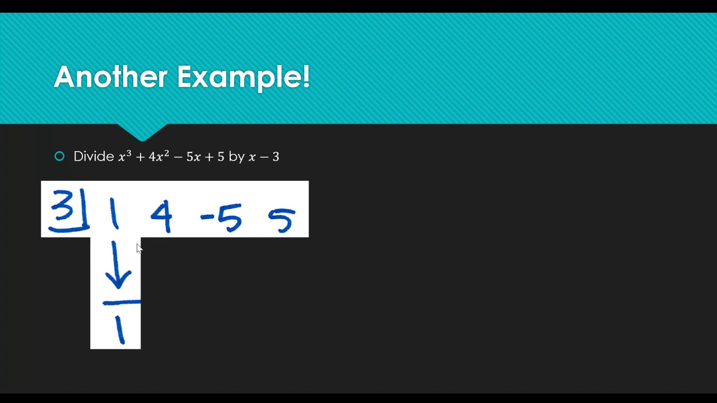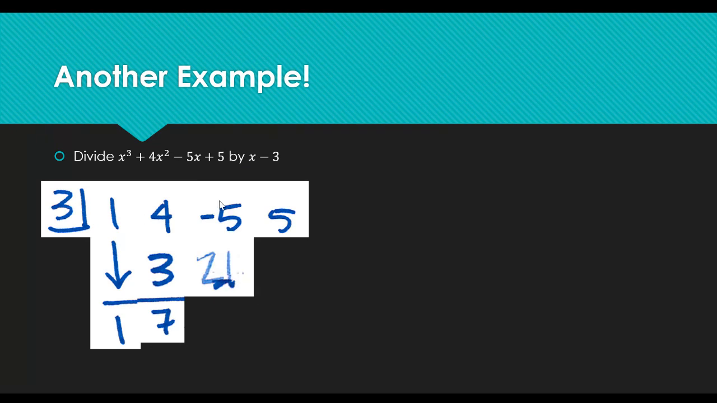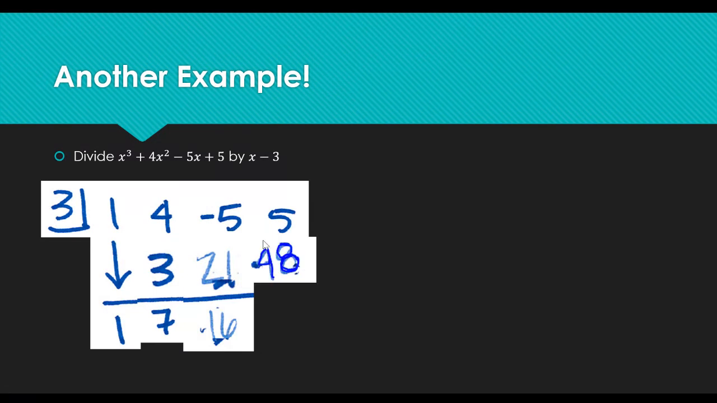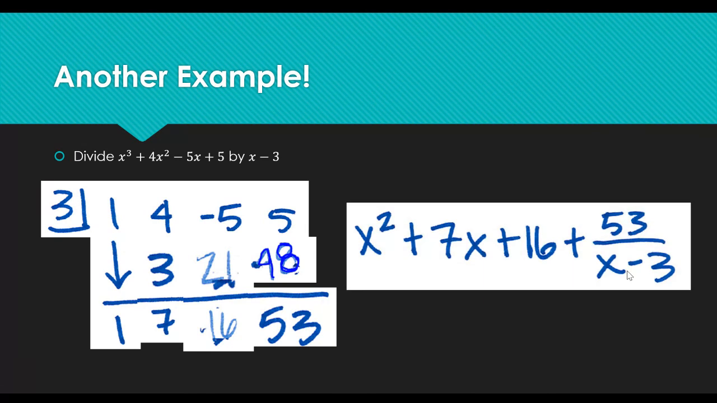1 times 3 is 3. 4 plus 3 is 7. 7 times 3 is 21. -5 plus 21 is 16. 16 times 3 is 48. Plus 5 is 53. We want to write our answer as an equation. So I started with x cubed. So that's going to be 1x squared plus 7x plus 16. And then my remainder is 53 over x plus 3.